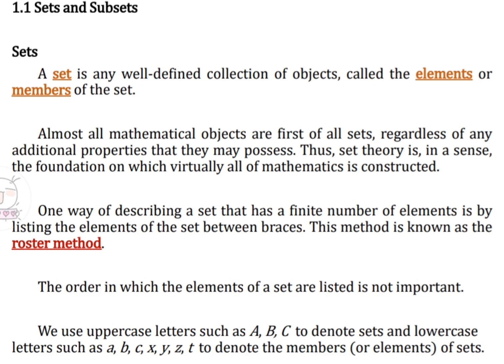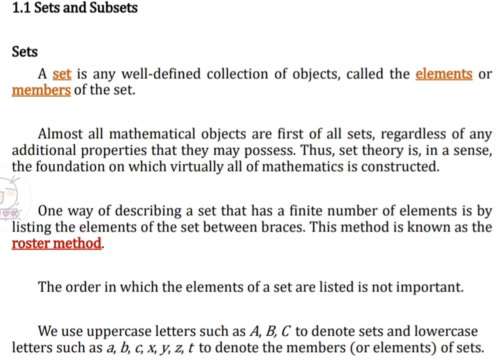A set is a well-defined collection of objects. These objects are called the elements or members of the set. Almost everything in mathematics can be described using sets, which is why set theory is considered the foundation of mathematics. We usually name sets using capital letters such as A, B, or C, while the elements of the set are written in lowercase letters like a, b, x, or y.